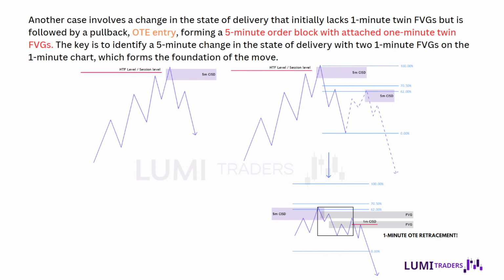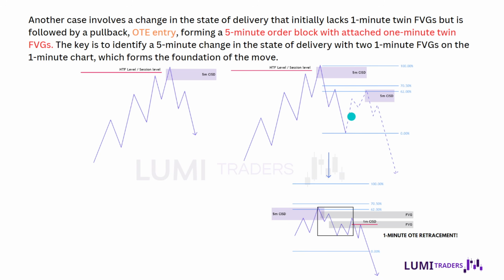Another case involves a change in the state of delivery with an initial lack of 1 minute fair value gaps. As I said before, 2 1 minute fair value gaps. But what can we do at this point once we got a picture like this? Well, here you've got the 5 minute chart, 5 minute change in the state of delivery. On the 1 minute chart, you never ever got 2 1 minute imbalances. You want to wait for an OTE retracement on this 5 minute chart.